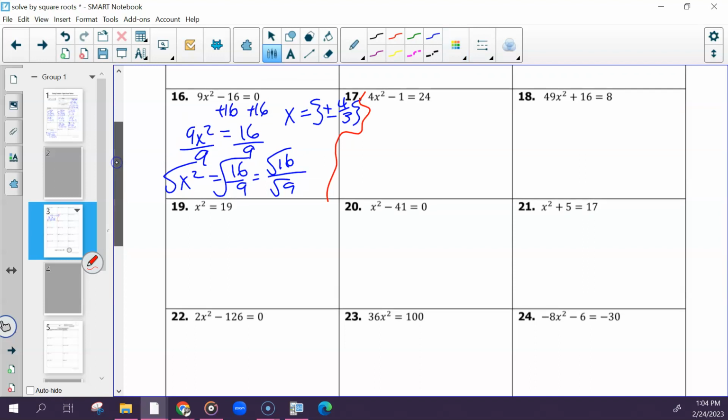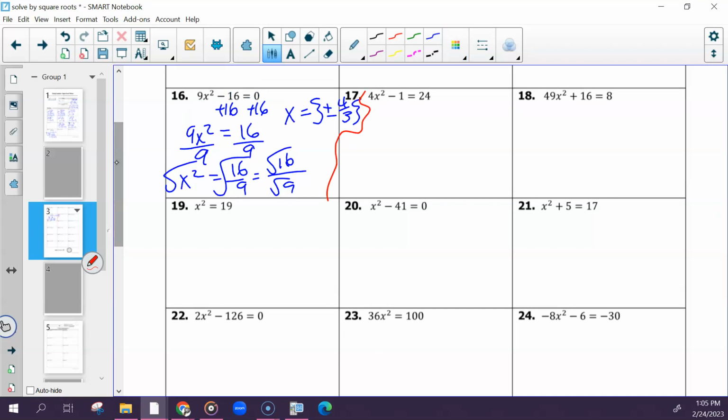Okay. 17. How would we do that? Plus 1 on both sides. What would that be? Also plus or minus pi over 2. Yes, because these are both perfect squares. Okay, then we're going to do 18 and jump to some where they aren't perfect squares, but it's going to be very similar.